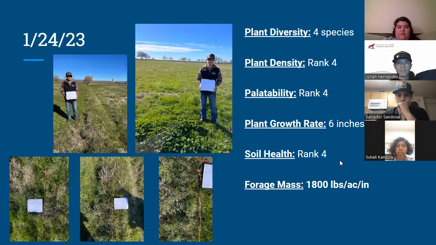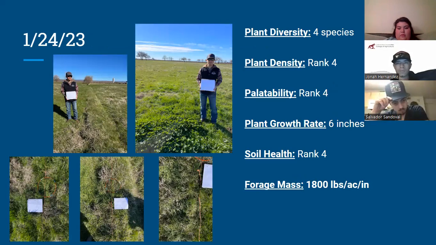So this was our first transect measurement that we did. We found 4 species. The plant density was ranked number 4. Palatability was ranked 4. The growth rate was 6 inches, and soil health, we gave it a rank of 4, and the forage mass was 1,800 pounds per acre.